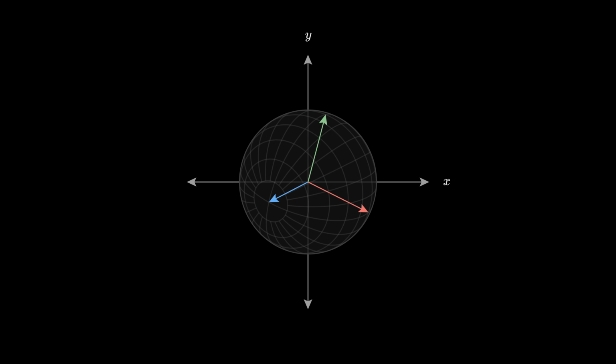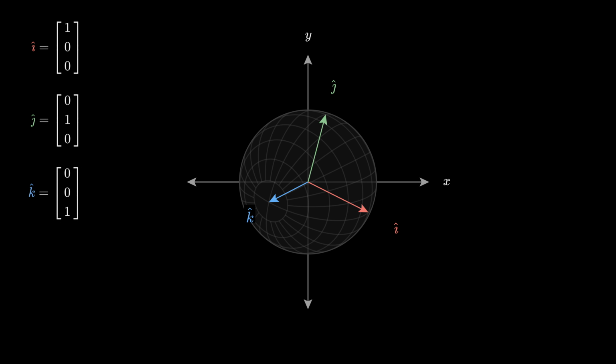We write the basis vectors of a 3D space with the letters i, j, and k. We even give them funny little hats to mean that they are unit vectors and have a length of 1. The basis vector i hat has the coordinates 1, 0, 0, j hat has the coordinates 0, 1, 0, and k hat has the coordinates 0, 0, 1.